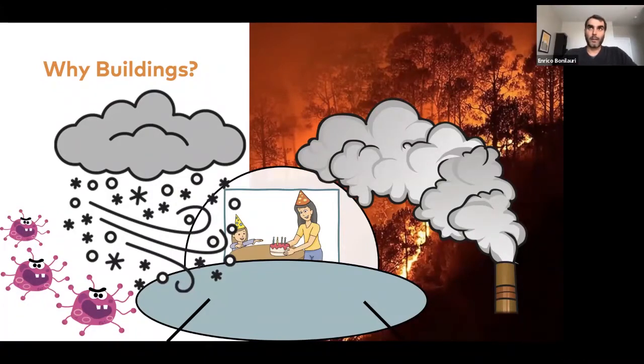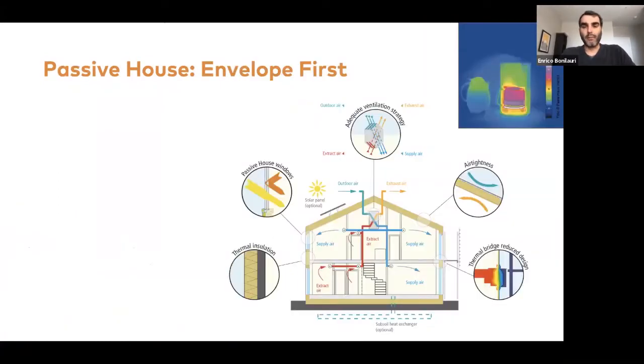So this is back to the big question, why? Why do we have buildings? And this is very tied into the concept of passive house. Passive house really puts the envelope first. This diagram in the center shows the 5 cornerstones of passive house we're going to cover in a second. But at the end of the day, we want to create an environment that we can control in terms of thermal comfort and indoor air quality.